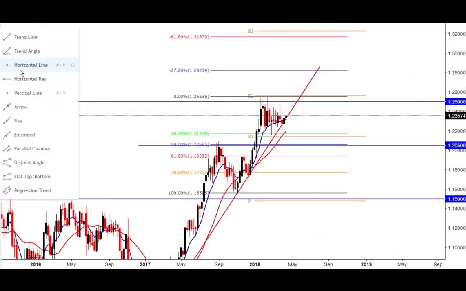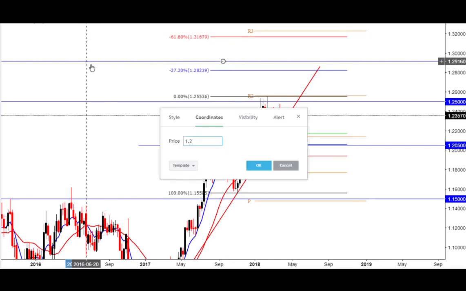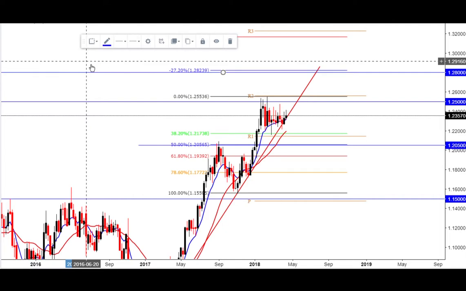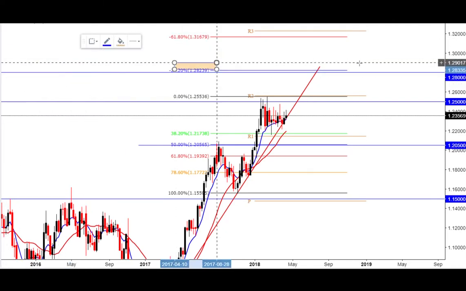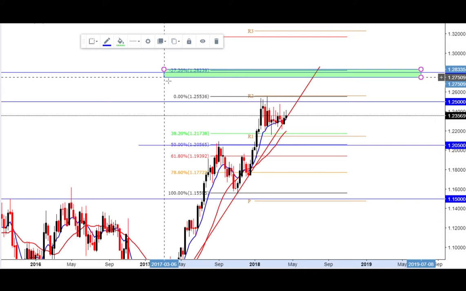So 1.28, this is my next level for this pair. In a long-term perspective, this is my next level. So when I view the markets in the long term, I see this level. We'll get to this level. I can't say when, but we'll get to this level, and maybe soon.